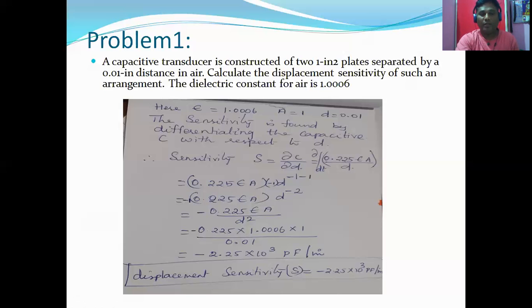Okay. Finally, we get the output as minus 2.25 into 10 power 3 PF per N, that is, picofarad per newton. So displacement sensitivity S is equal to minus 2.25 into 10 power 3 PF per N. Okay. Finally, we got the answer of displacement sensitivity.